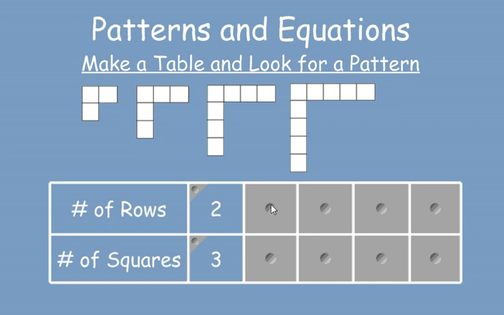Number of rows, 1, 2, 3. We have 1, 2, 3, 4, 5 squares down here. Then we have 1, 2, 3, 4 rows, and you can see these are going up by 1 each, 4 and 5 and 6. So if we have 4 rows, we're going to have 1, 2, 3, 4, 5, 6, 7. Then 1, 2, 3, 4, 5 rows, 1, 2, 3, 4, 5, 6, 7, 8, 9. And then if we have 6 rows, we don't have that one yet, but we could draw it. But we can also find the pattern.